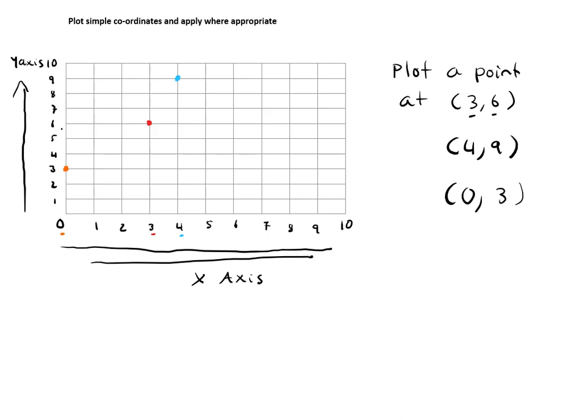Likewise, if we had to plot the point 7, 0, we would come along the x-axis 7 points and then go 0 points vertically along the y-axis, so we would plot our point there.